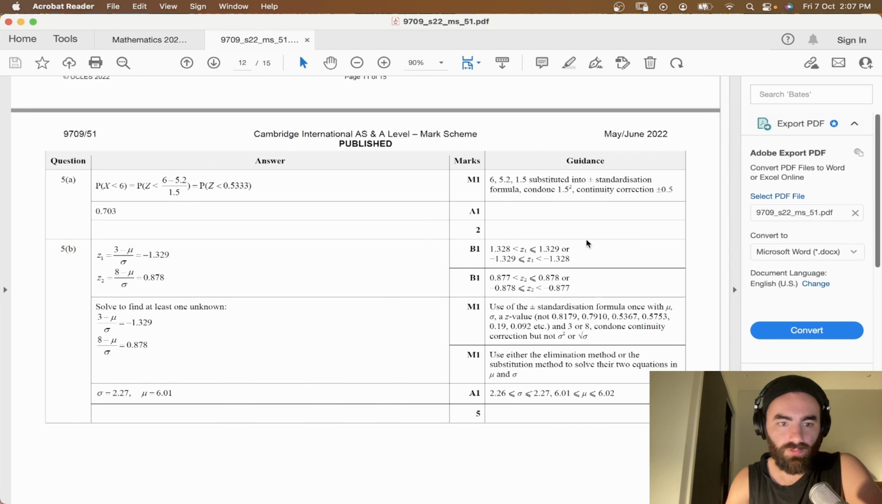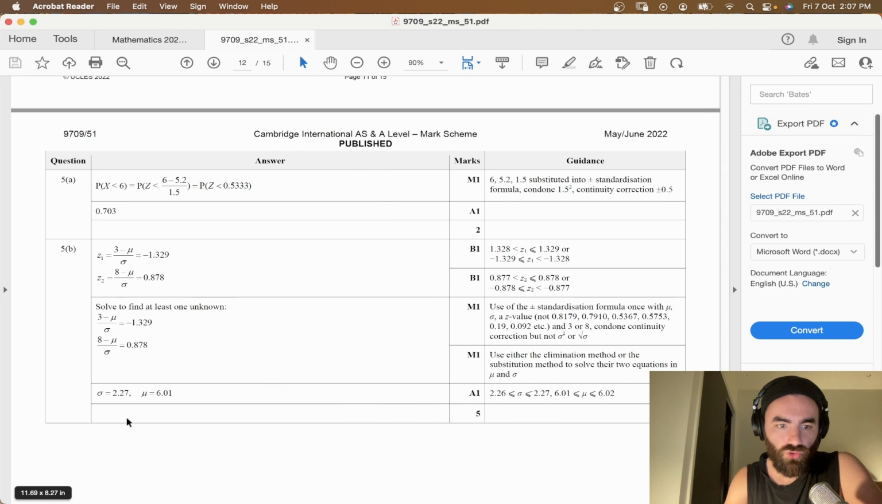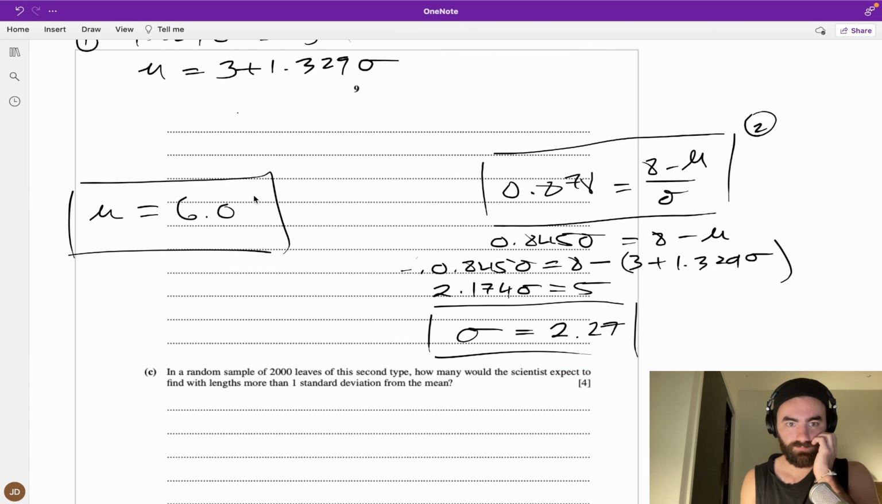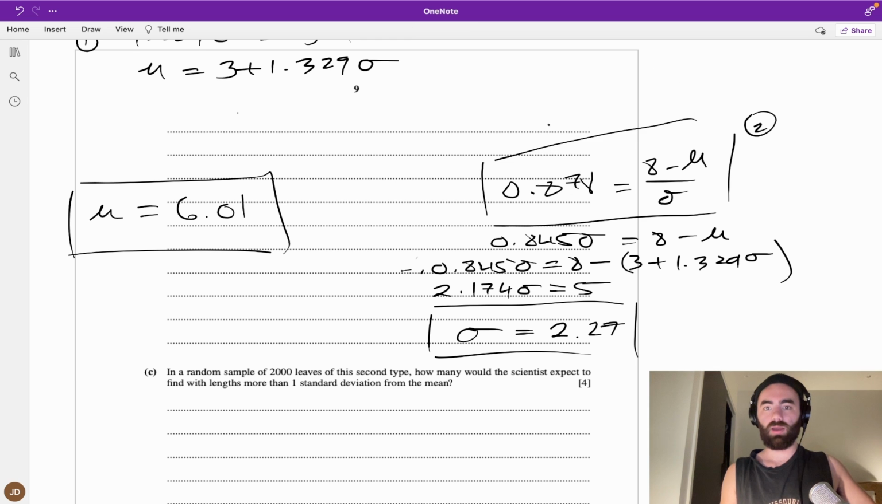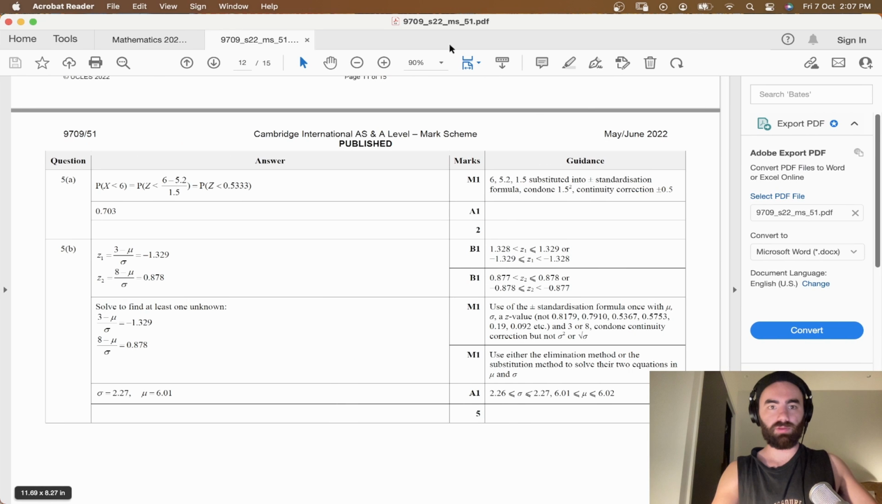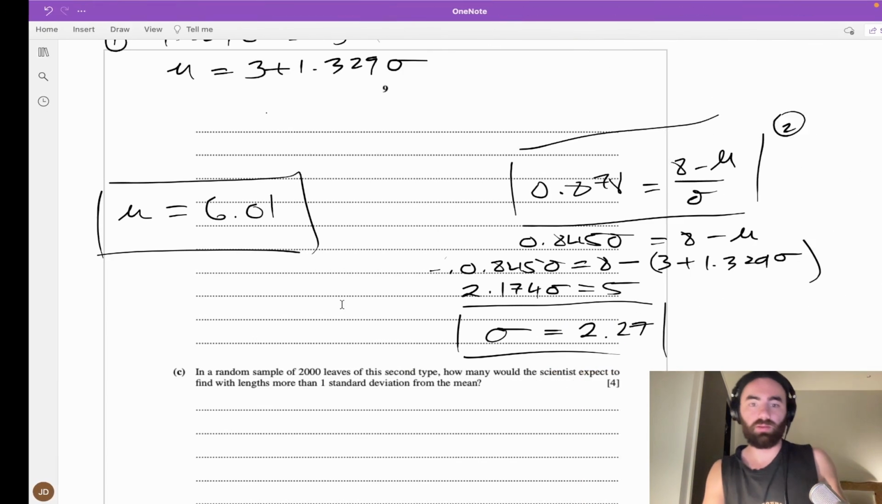So this is 2.27. You'll get 2.27 there, and you'll get mu 6.01. So I guess that's an important lesson: make sure you take your time with checking these numbers in this graph. It's pretty easy to make a small mistake, which I did there.